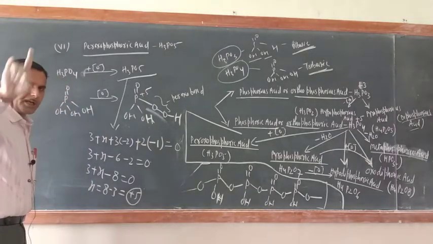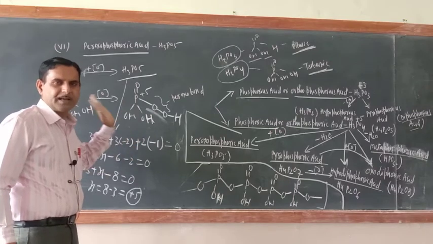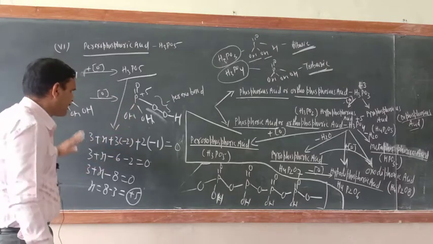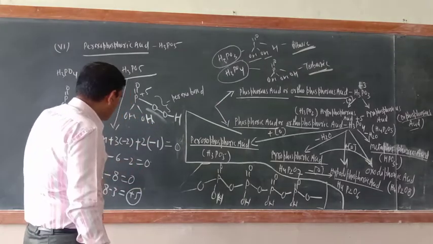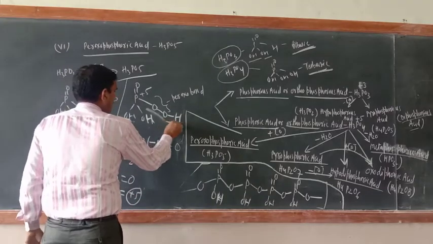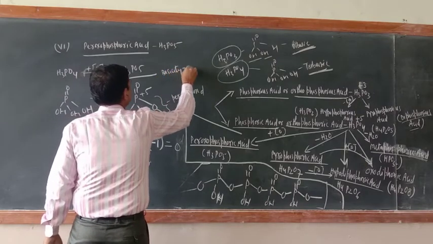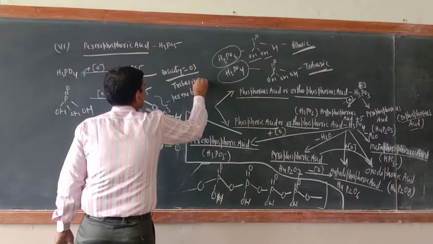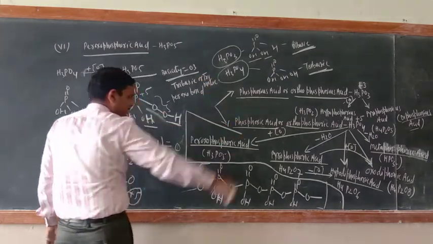Remember, in any one of the oxo acids of phosphorus, the oxidation state will never exceed beyond plus 5. It will be maximum plus 5 or less than plus 5. So in peroxophosphoric acid, the oxidation state is plus 5. Now what about its basicity? How many OH bonds are there? 1, 2, 3. So its basicity is equal to 3. Okay. So this is tribasic or triprotic. Yes. Is there any problem?